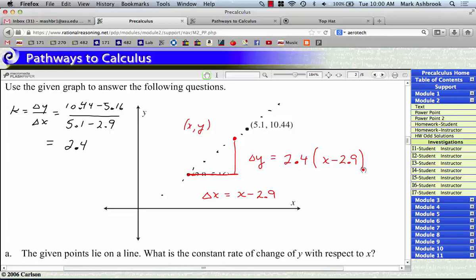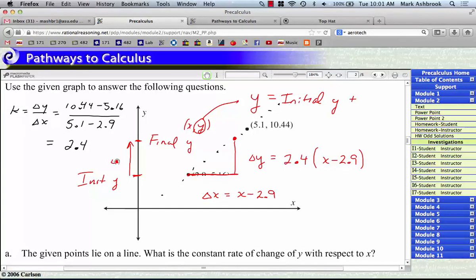Finally, what's our goal? Our goal is to write this right here. What is that value of y right there? y equals initial y plus, so we had some initial value of y here. This was our initial y, and we ended up at some final y here. And how do we get there? We went through that change in y. So initial y plus the change in y gives us the final y. Again, what was our initial y? 5.16. Change in y?